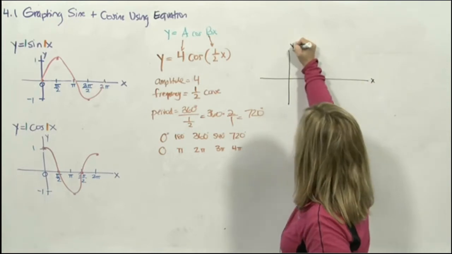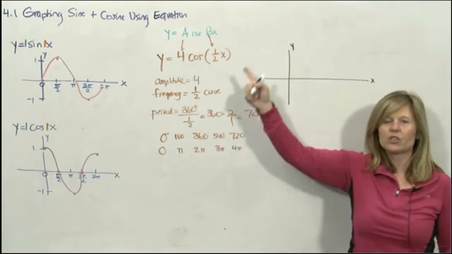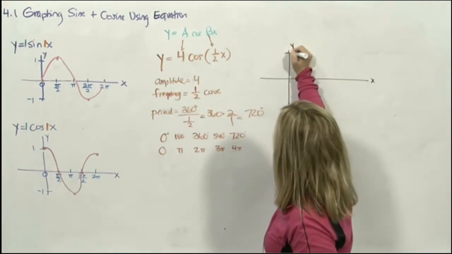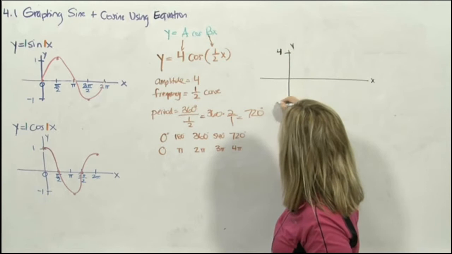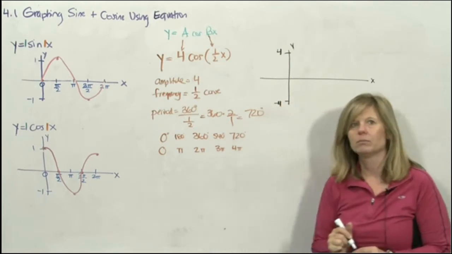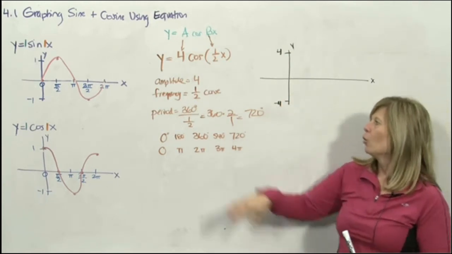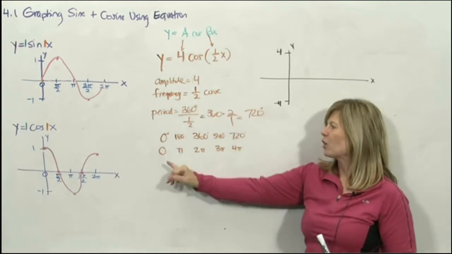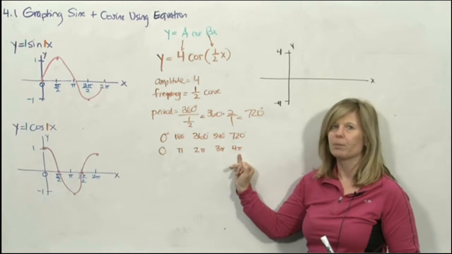X, Y. Which information, which number here tells us about our y-axis? The amplitude. So we want to mark our amplitude up to 4 and down to -4. Okay? We know frequency means we're going to graph half a curve. Well, if we're going to graph half a curve, do I need all 5 of these points to plot?